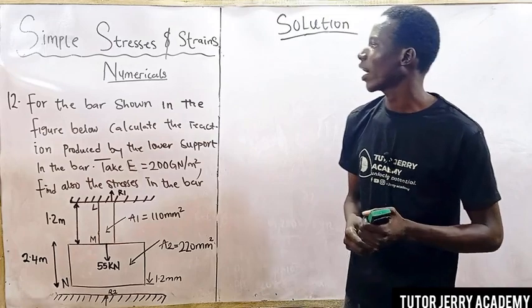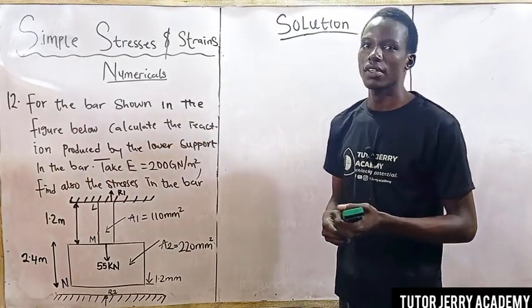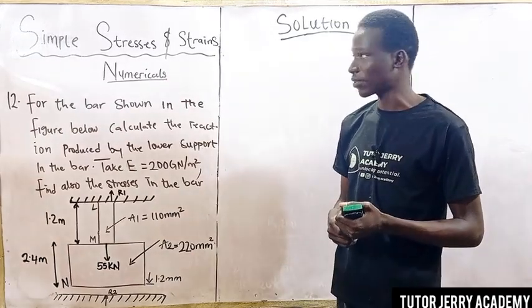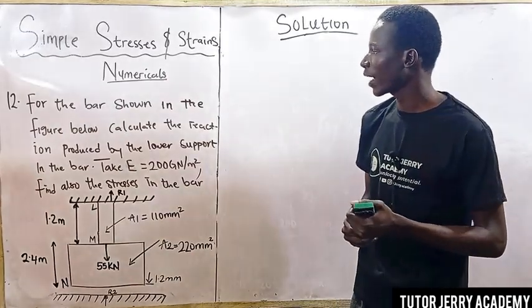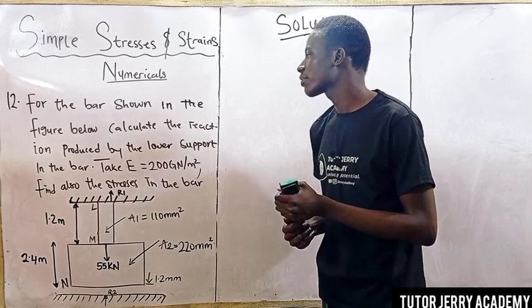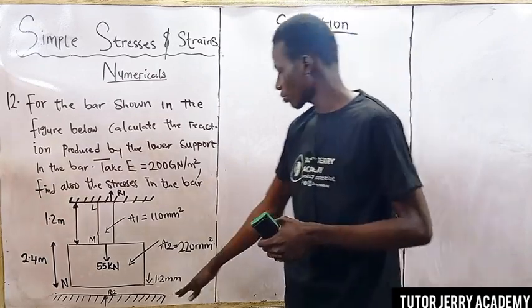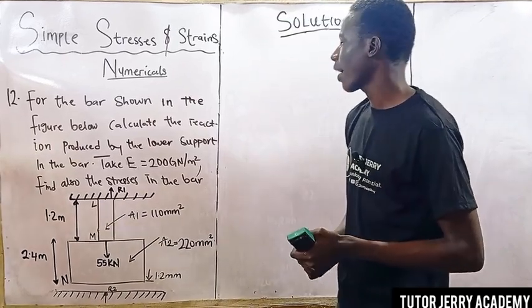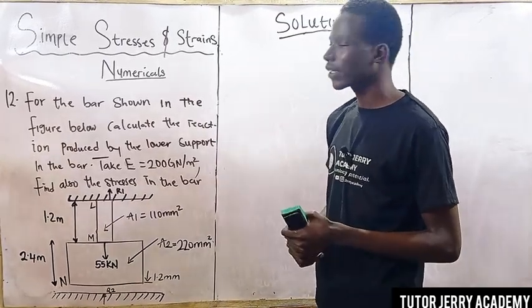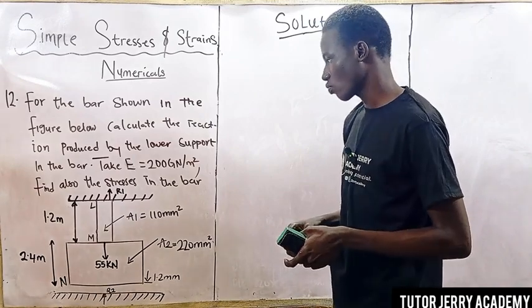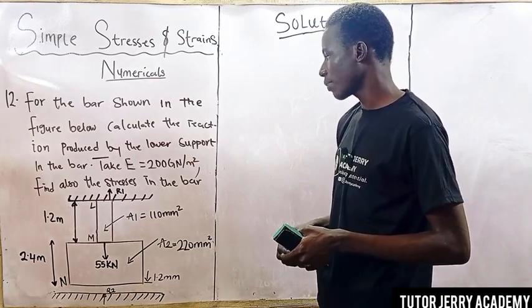We are having a numerical question on the board. The question says: for the bar shown below, calculate the reaction produced by the lower support, taking Q to be 200 giganewton per meter. Find also the stresses in the bar.